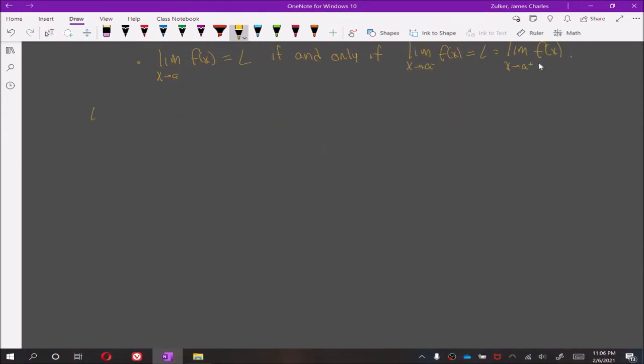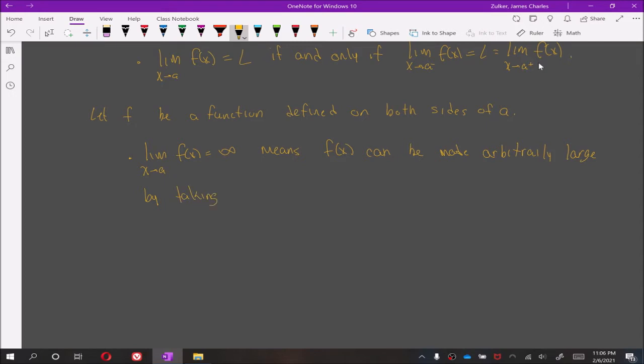Now, let f be a function defined on both sides of A. This right here, limit as x approaches A of f of x equals infinity, means f of x can be made arbitrarily large by taking x sufficiently close to A.